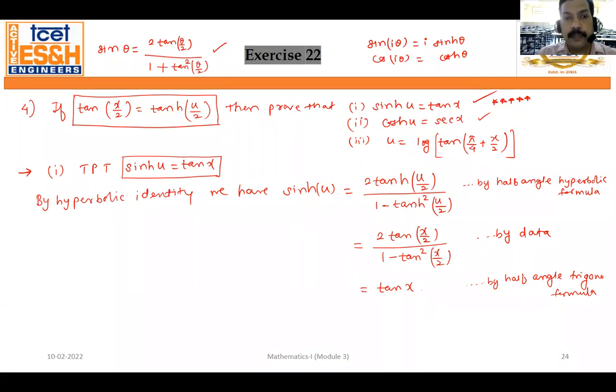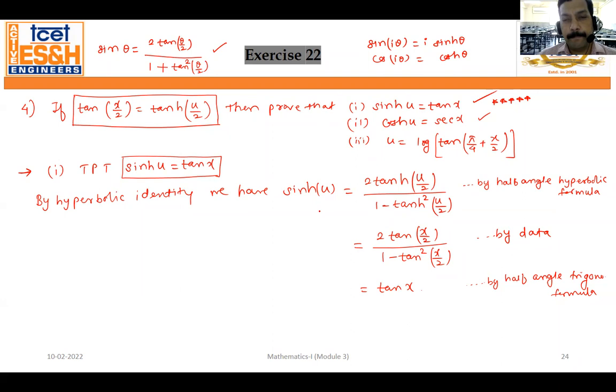Or one can also use this kind of trigonometrical formula, this kind of half angle hyperbolic formula. So just as you have written the half angle hyperbolic formula for sin hyperbolic u, can somebody tell me what is the corresponding half angle hyperbolic formula for cos hyperbolic u? If sin hyperbolic u is 2 tan hyperbolic of u by 2 upon 1 minus tan hyperbolic square of u by 2, what could be cos hyperbolic of u? Anybody?